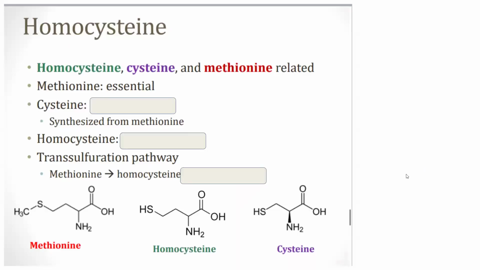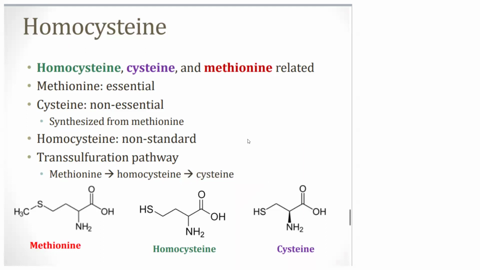So let's try to test ourselves. Methionine is essential. What about cysteine? It's not essential. And homocysteine, it's non-standard. And finally, if we go through the transsulfuration pathway, what will homocysteine become? Will it go back to methionine, or will it turn into something else? It will turn into something else, which is cysteine.